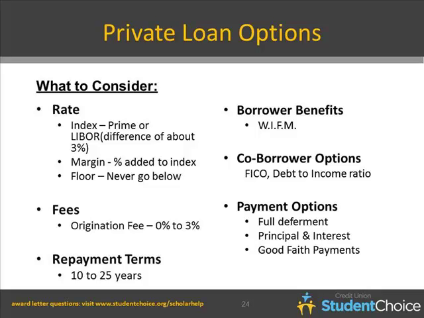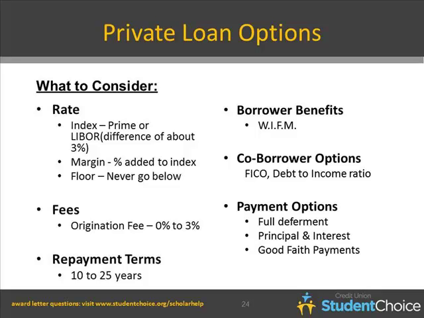So when you're looking at private student loans, one of the very first things you want to consider is the rate. What rate is being used? And in the student lending world, there's typically 2 indexes that the student loans are priced off of. One is prime and one is LIBOR. So when a lender shares their rate or expresses their rate to you, the consumer, they will list it as the index plus a percentage or the margin.